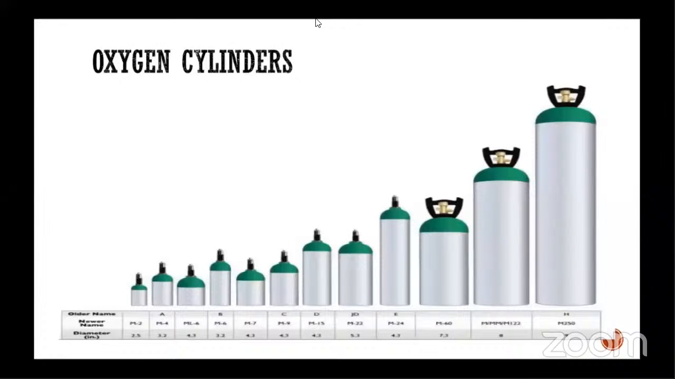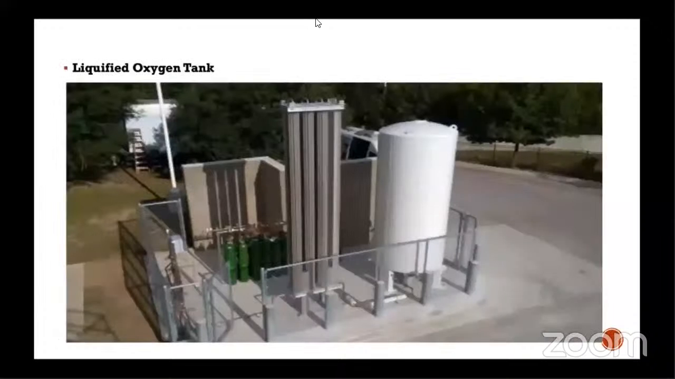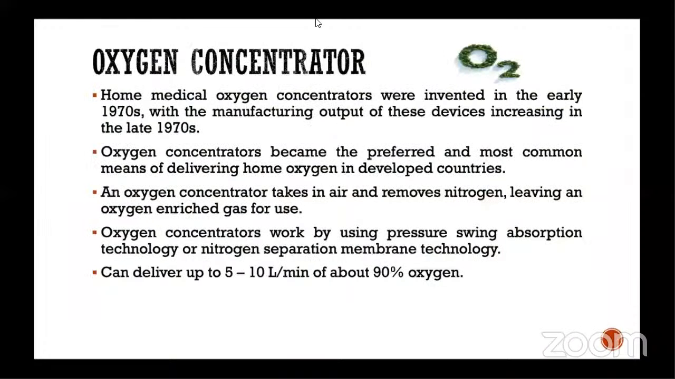This is a picture helping us to understand what cylinders look like, different versions of them. And this is what the insulated tank looks like, containing the liquid oxygen, which can actually be distributed through the small tanks and small oxygen cylinders, like these J cylinders, and through the pipeline to get to the end users.